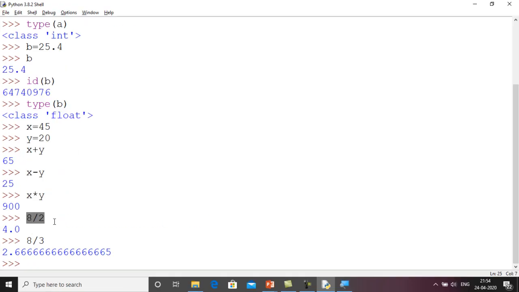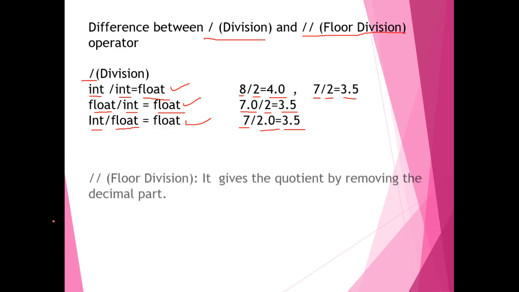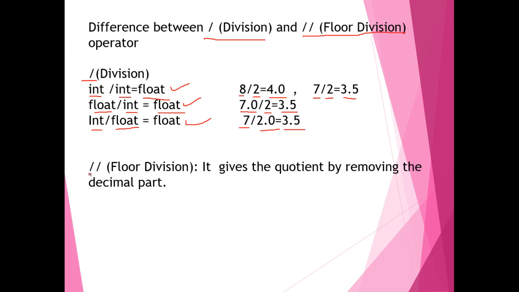Now, what is basically the floor division operation? The double slash represents floor division. It basically gives the quotient by removing the decimal part. Over here, the divide operator is also giving us the quotient, but it is not removing the decimal part, and if there is no decimal part in the quotient, then it automatically puts the decimal 0.0 at the end of that number. But floor division gives you the quotient part by removing the decimal part.